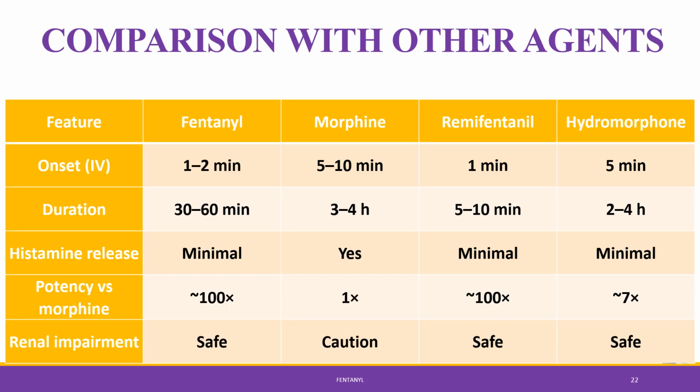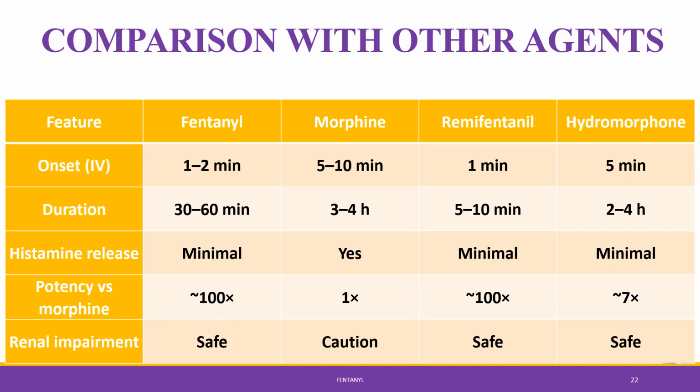Comparison of fentanyl with other opioids. Onset, IV. Fentanyl, remifentanil: super fast, 1 to 2 minutes, 1 minute. Morphine, hydromorphone: slower start, 5 to 10 minutes. Duration. Fentanyl, 30 to 60 minutes. Remifentanil, very short, 5 to 10 minutes. Morphine, hydromorphone: longer, 3 to 4 hours, 2 to 4 hours.